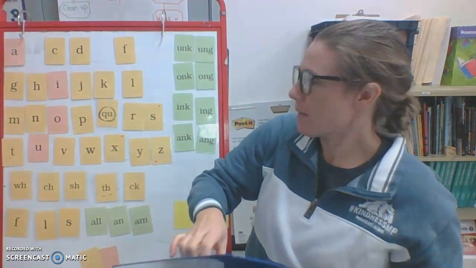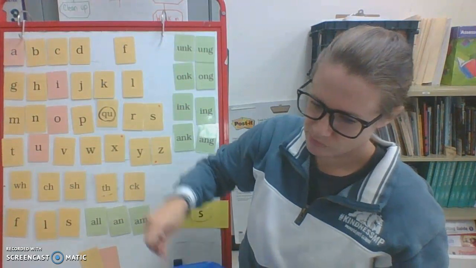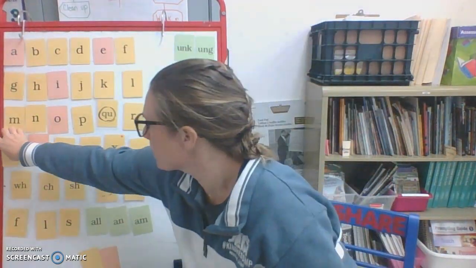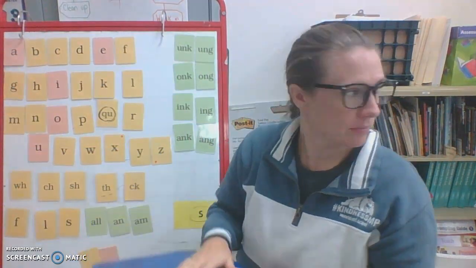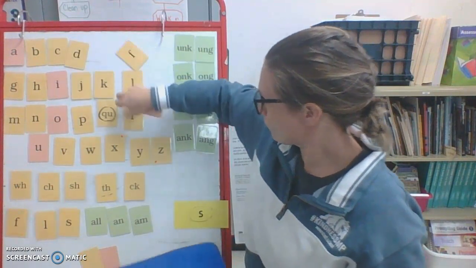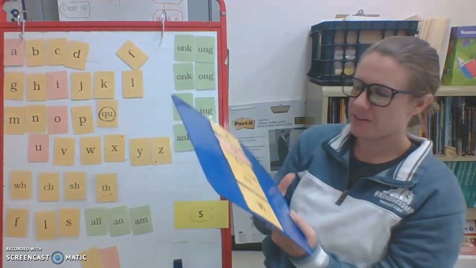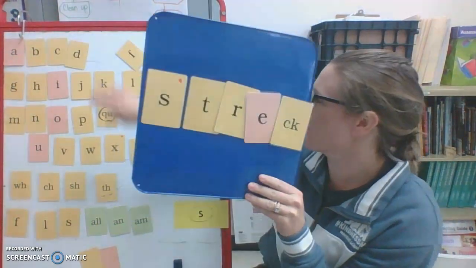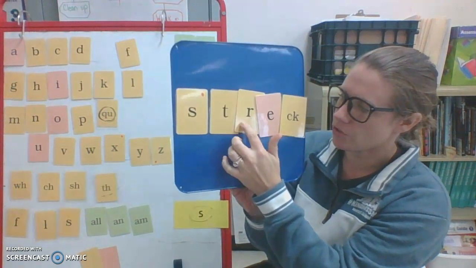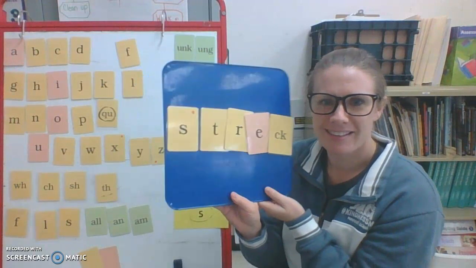Okay, let's spell it away. Put your tiles back on your board. And watch me. I'm going to build another one for you to read. All right, take a look. What's this nonsense word? Tap it out for me. Strek. That's a silly one.